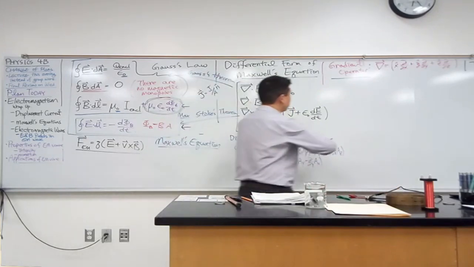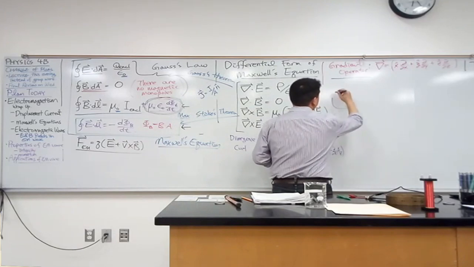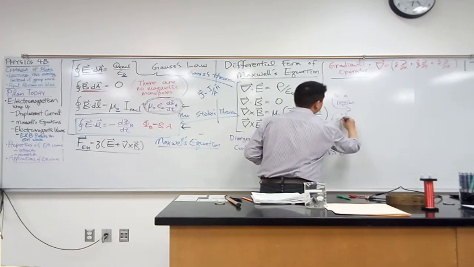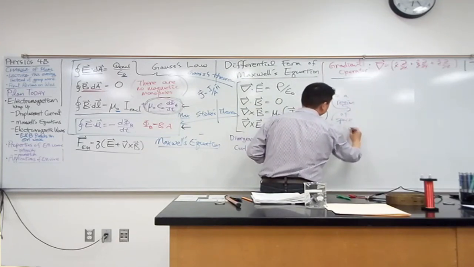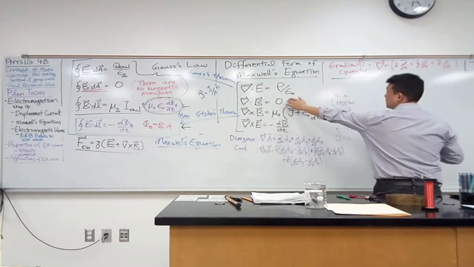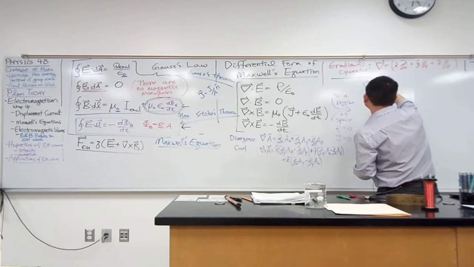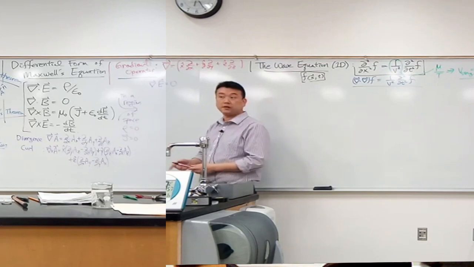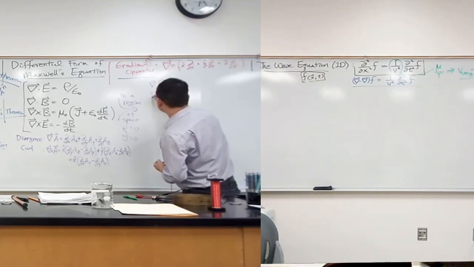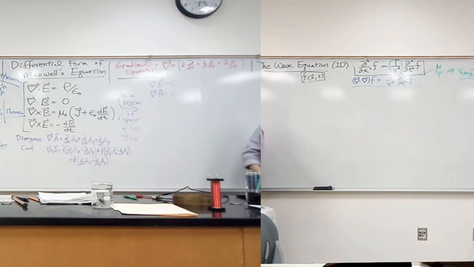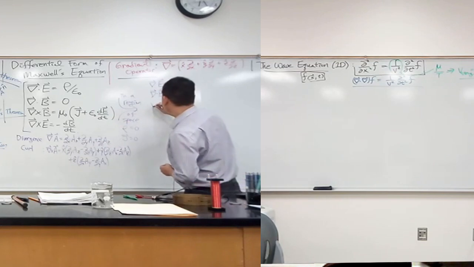So I'm looking at a region of space with charge density equal to 0 and current density equal to 0. If I do that, then these equations become: the divergence of the electric field is 0, because in that particular location I'm looking, there's no charge. The divergence of the magnetic field was always 0. And the curl of the magnetic field now is a little bit simpler.